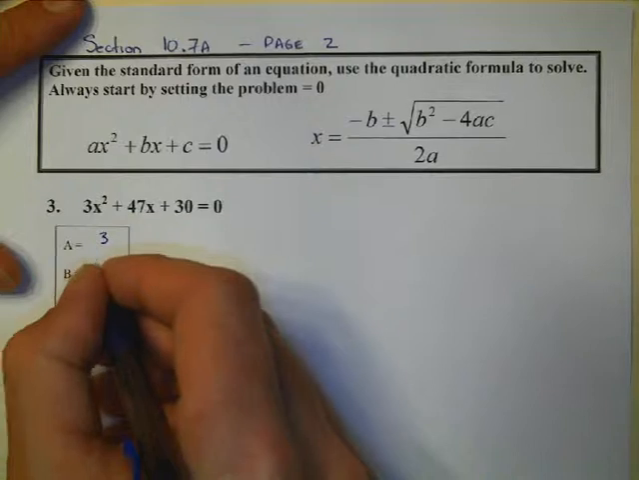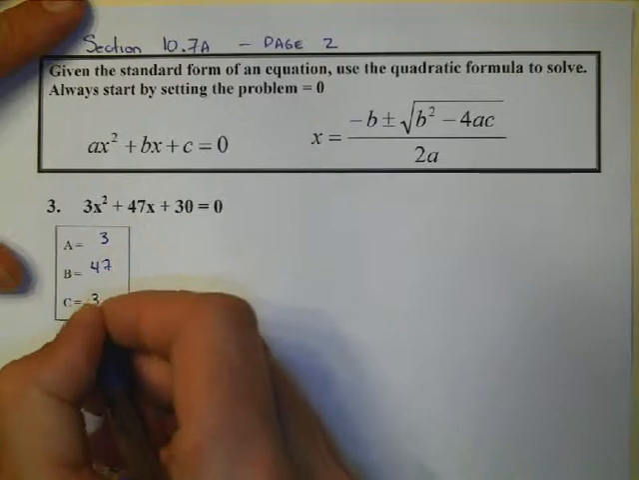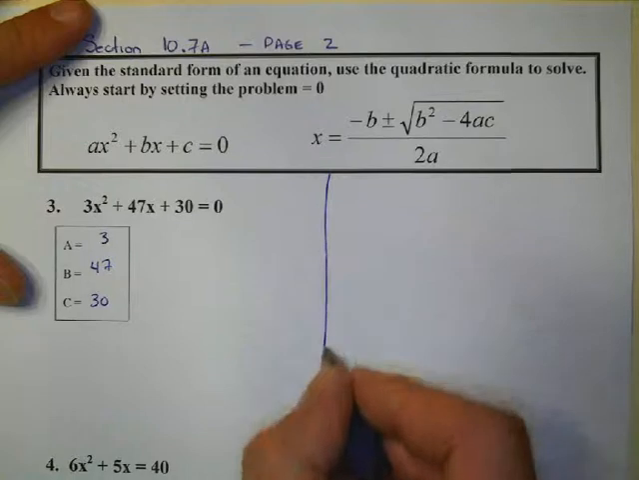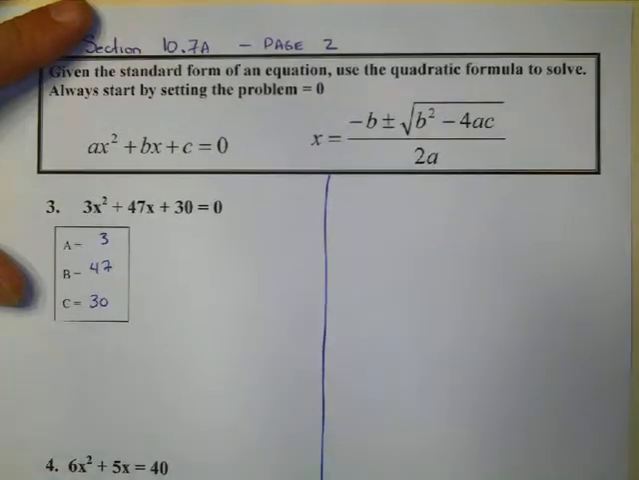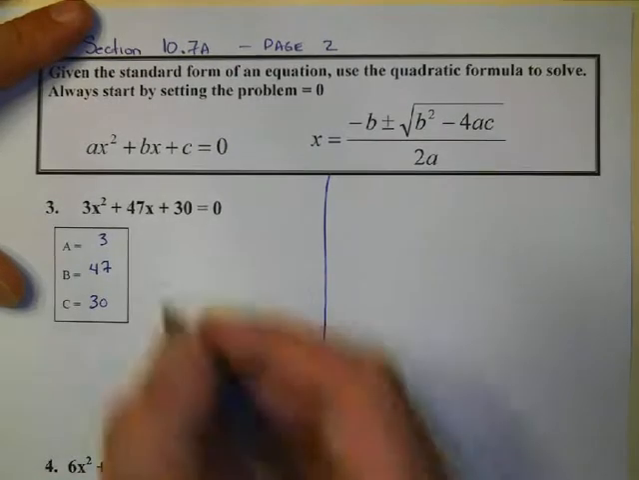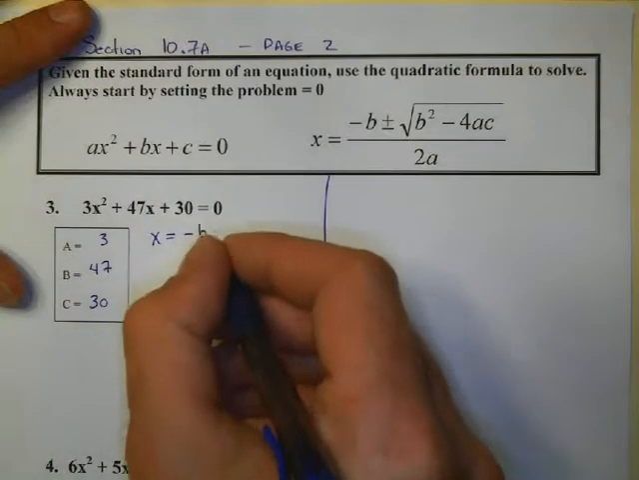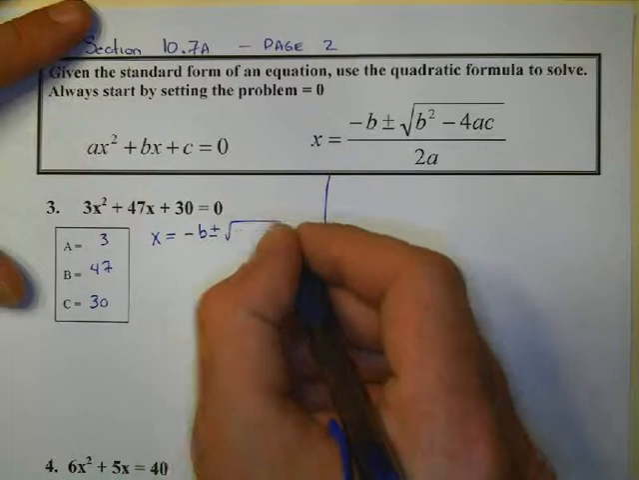Now I'm going to split my paper in half to allow me to be organized as I work my problem. I'm going to start once again by writing the quadratic formula: the opposite of b, plus or minus the square root of b squared minus 4ac, all over 2a.